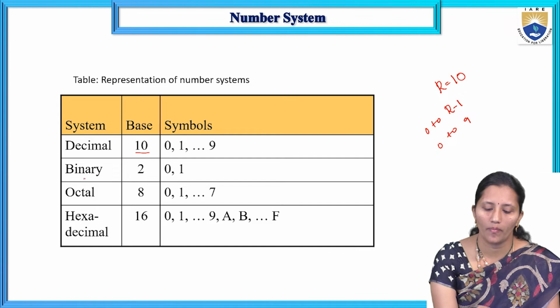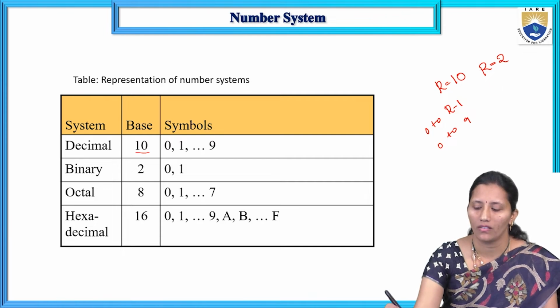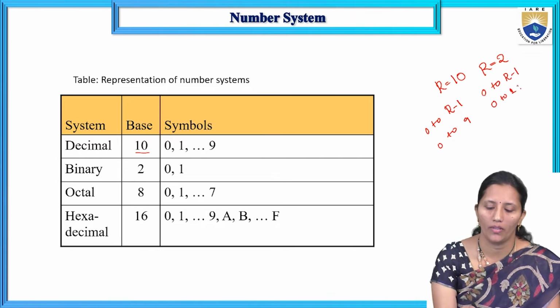For example, if it is the binary system, the base R is equal to 2. Here we are going to use 0 to R minus 1, that is 0 to 1. Only two numbers we are going to use here, 0 and 1.